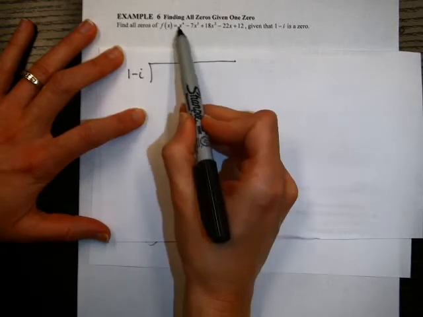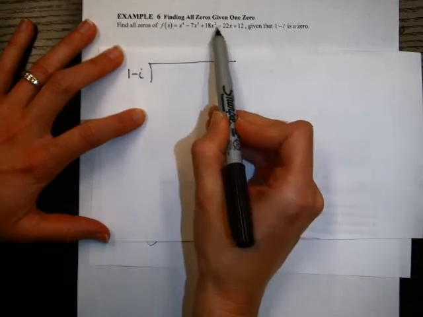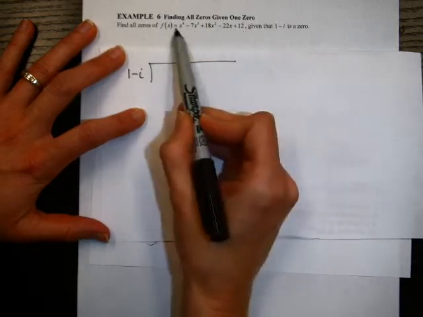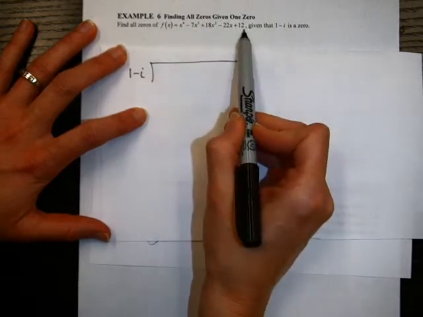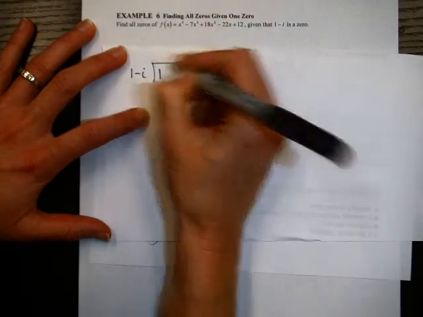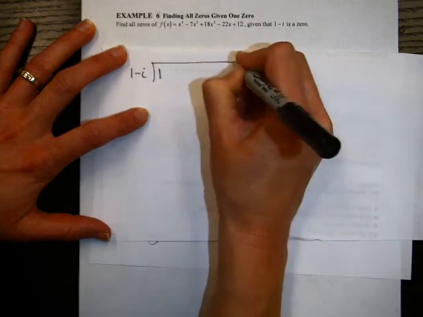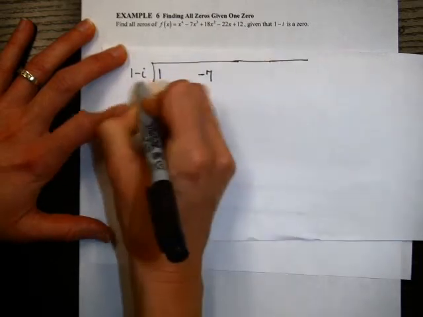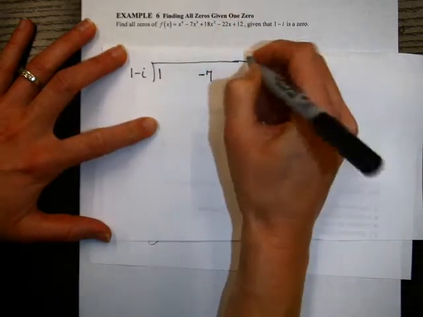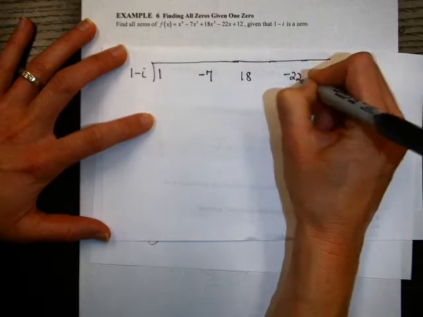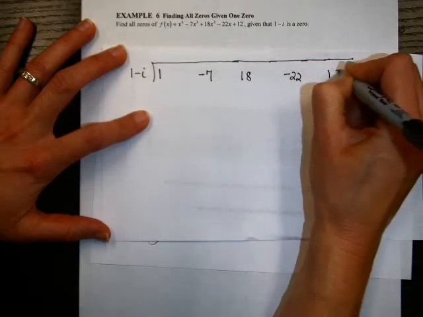I'm going to check for missing terms first. I have x to the 4th, x cubed, x squared, x to the 1st, and the constant. No skips, so to speak. So I'm going to put my coefficients in order the way that they are. No zeros needed. I put positive 1 first, then negative 7. You want to really space these out since you're dealing with a complex number here. Then positive 18, then negative 22, and then finally positive 12.